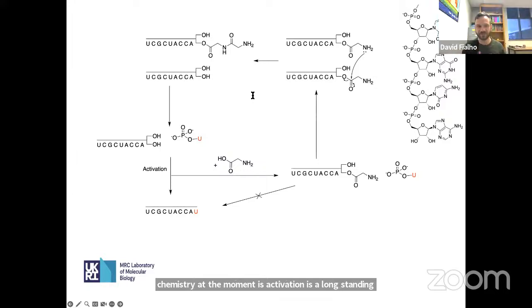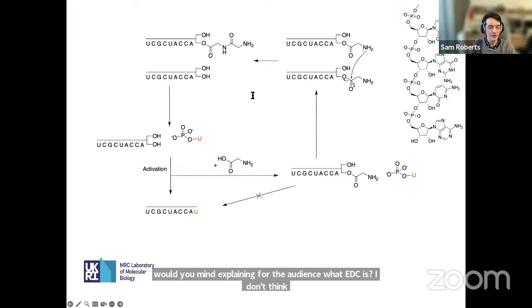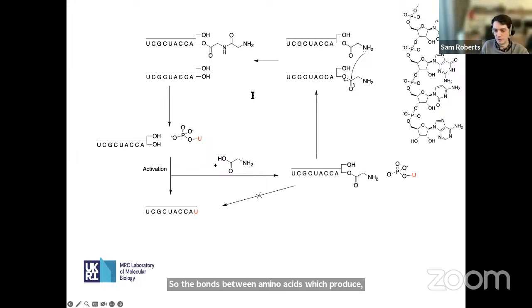Would you mind explaining for the audience what EDC is? I don't think that's something everyone knows. No, that's fine. So EDC is a chemical reagent widely used for making peptide bonds, the bonds between amino acids, which produce peptides. And it's not prebiotically plausible. It's a model molecule essentially, because nobody's presented a decent activation strategy that's universal like this.